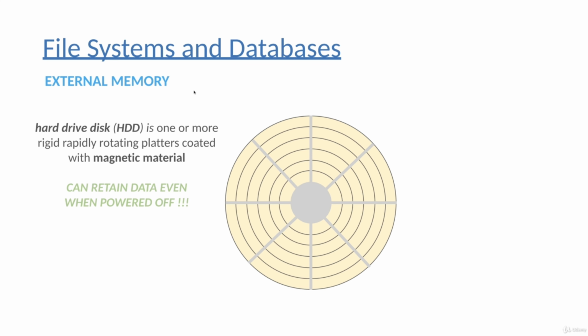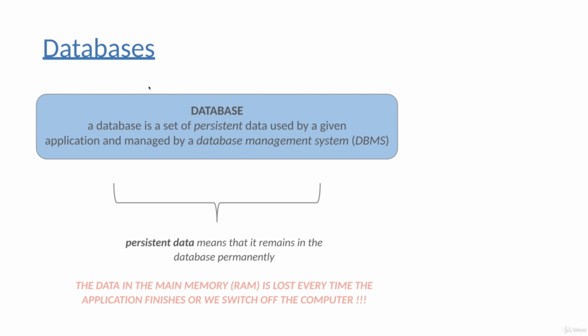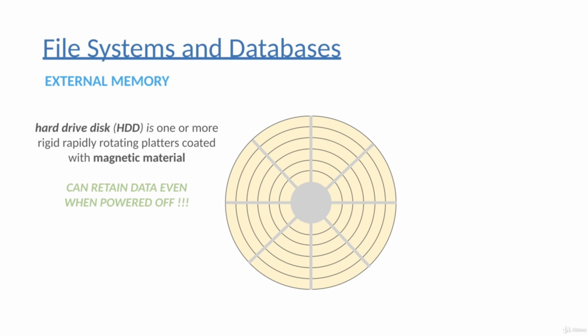So first of all, external memory or the hard drive disk is one or more rigid, rapidly rotating platters coated with magnetic material that can retain data even when powered off. So this is what we have been talking about in one of the previous lectures, that the database is a set of persistent data used by a given application. And of course, the data in the main memory is lost every time the application finishes or we switch off the computer. So this is why we need external memory, because the hard drive disk can retain data even when powered off. So this is how we can persist data, basically.